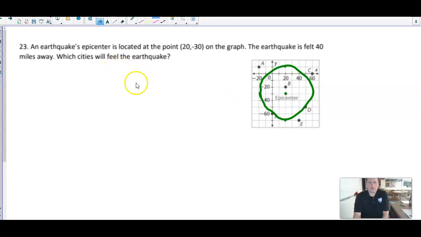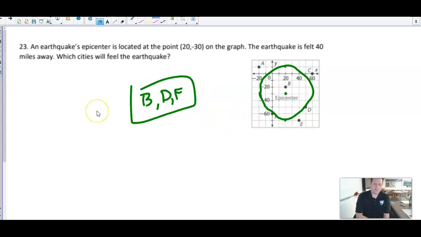And then what cities felt that? Well, B would have been. I would probably say D and F would, since they're probably within that range there. But A is not going to, E is not going to, and neither is C. So it would just be those points that would actually feel it from that epicenter. So, okay.